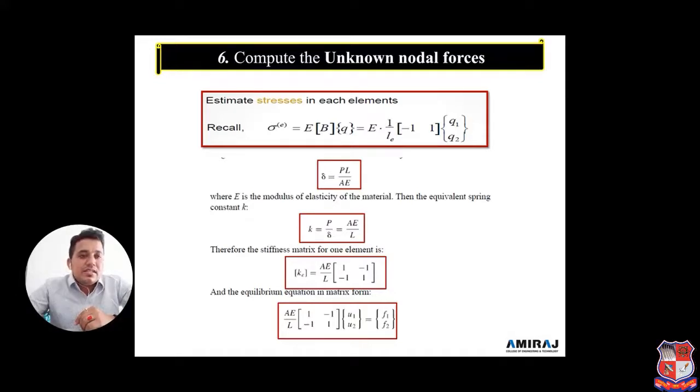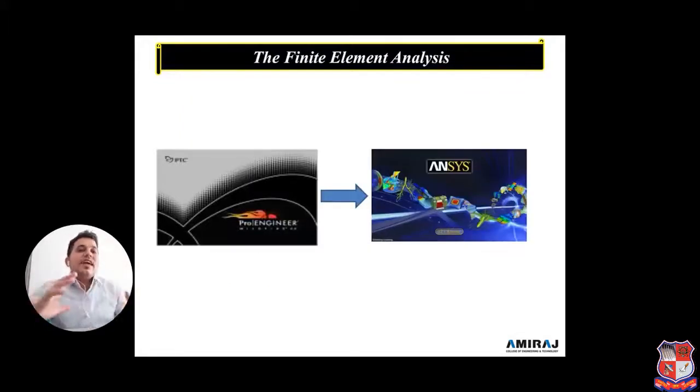Displacement is equal to PL upon AE, and stiffness K is equal to P upon delta, which means K is equal to AE upon L, with the matrix 1, -1, -1, 1. So now this is the final formulation to find out any kind of stresses. Let's see one example.